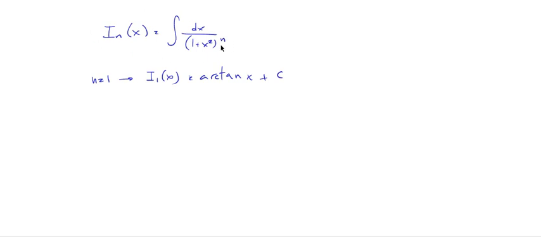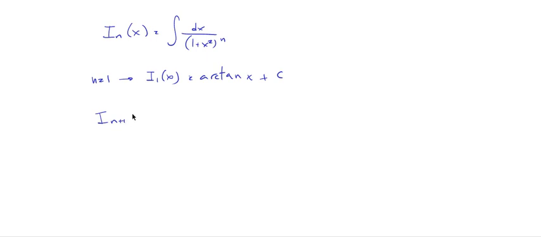Think about it. If this is n equals 2, then this is already hard to compute, right? If n is equal to 3, it's harder. So if there's a way that we can compute I_n as a function of I_{n-1}, then because we know I1, we can compute I2. With I2, we can compute I3, and so on. So how do we see this?